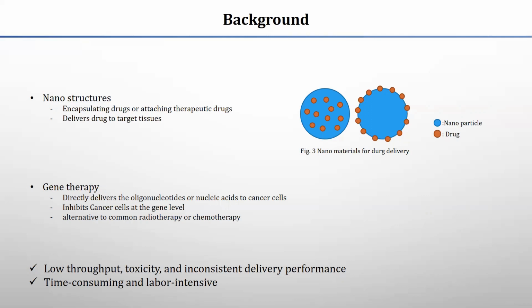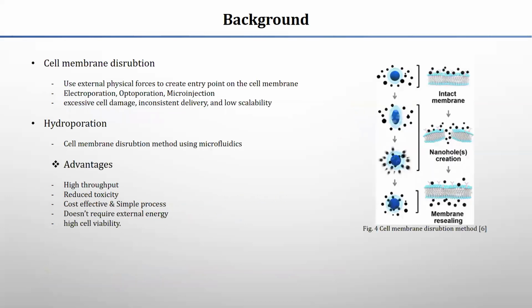Second is gene therapy. Gene therapy directly delivers the oligonucleotides or nucleic acids to cancer cells and inhibits them at the gene level. It is an alternative to common radiotherapy or chemotherapy. However, these methods have low throughput, toxicity, inconsistent delivery performance, and are time-consuming and labor-intensive. Membrane disruption techniques like electroporation, optoporation, and microinjection create temporary nanopores for molecule delivery. However, these methods have drawbacks such as cell damage, inconsistent delivery, and limited scalability. Figure 4 shows the mechanism of disruption techniques.